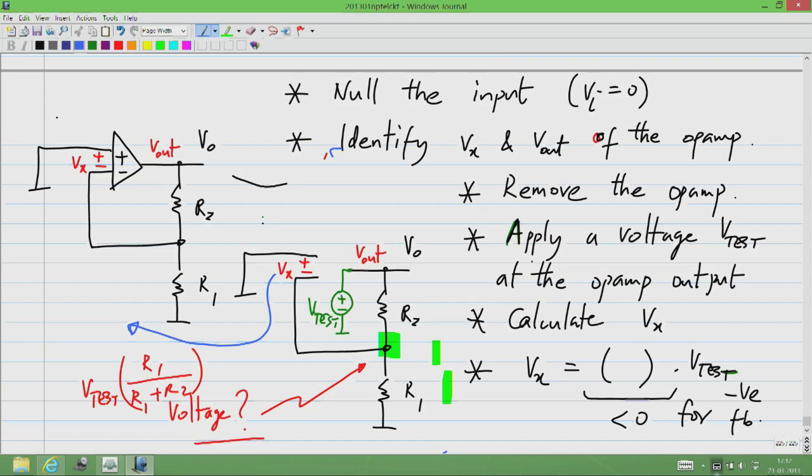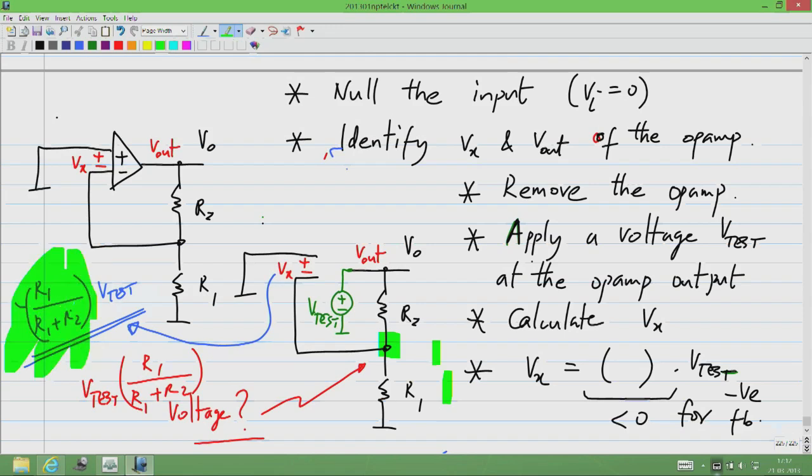Please mind the polarity of Vx. So it is not minus Vtest, but minus of the voltage that appears here. So Vx will be minus R1 by R1 plus R2 times Vtest. So it is some number times Vtest, and that number is negative.